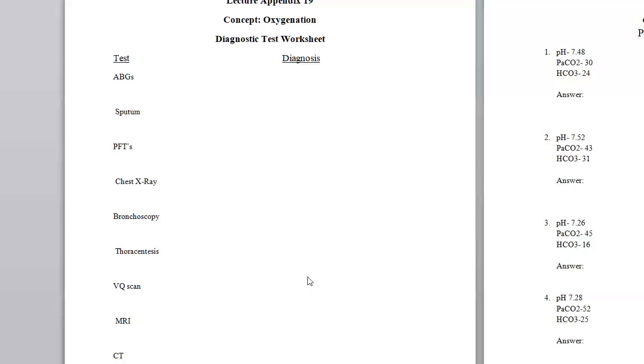Remember, when we talk about the SaO2, which we do measure with our pulse ox, that is the measure of the percentage of hemoglobin that is actually carrying the oxygen. And then that PaO2 that we get from arterial blood gases is the measure of the amount of oxygen that's dissolved in the arterial blood. And as I said before, that SaO2 should be 95% or higher.